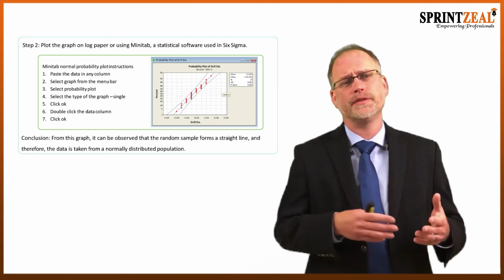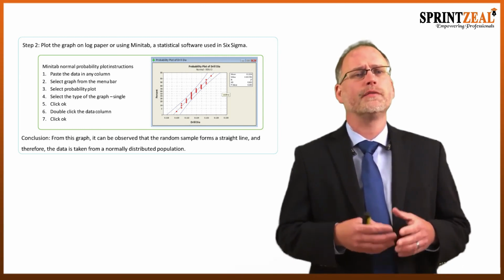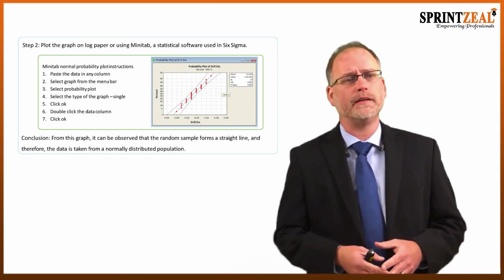In conclusion from this graph, it can be observed that the random sample forms a straight line. Therefore, the data is taken from a normally distributed population. Now, this concludes topic 4 in measure. We'll be back again in topic 5, where we'll discuss an MSA, or a measurement system analysis.